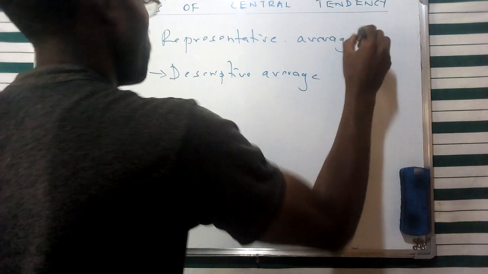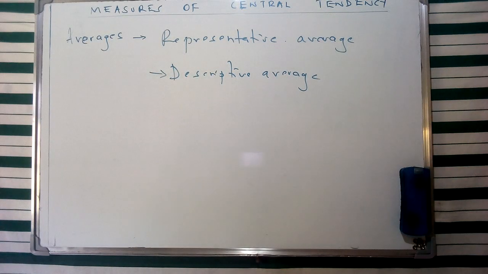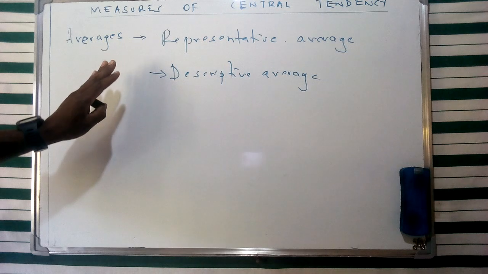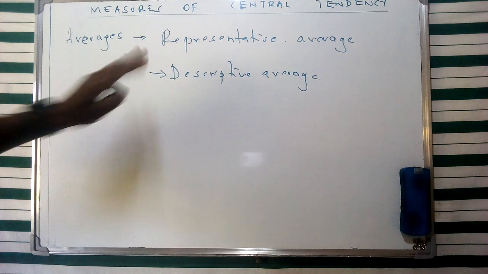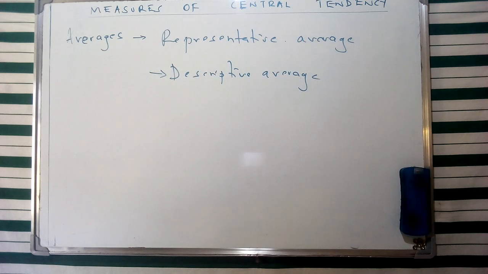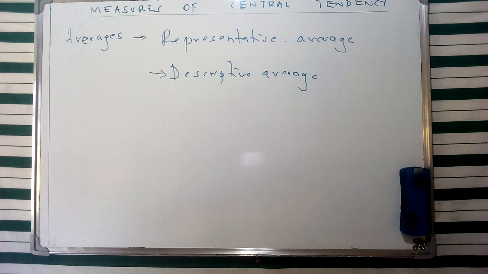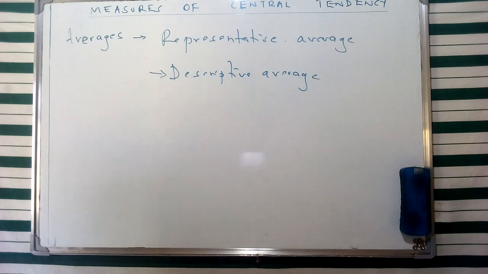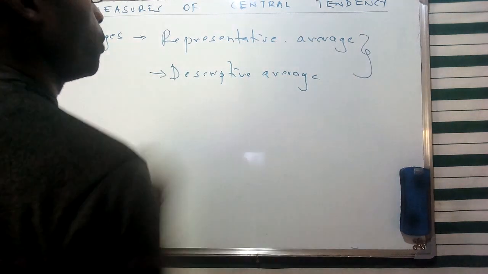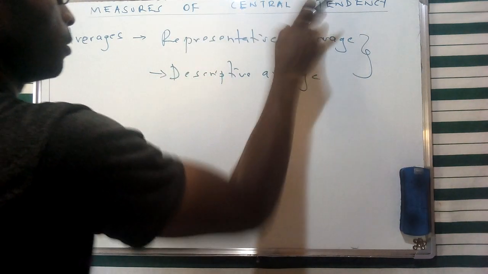So in this case, whenever we talk about the concept of a representative average, these are going to be typical values which are going to represent these specific groups of values which we have mentioned. Now for a descriptive average, these are going to be theoretical values which are going to represent this group of numbers. And of course, this specific concept of averages is going to constitute what we refer to as measures of central tendency.